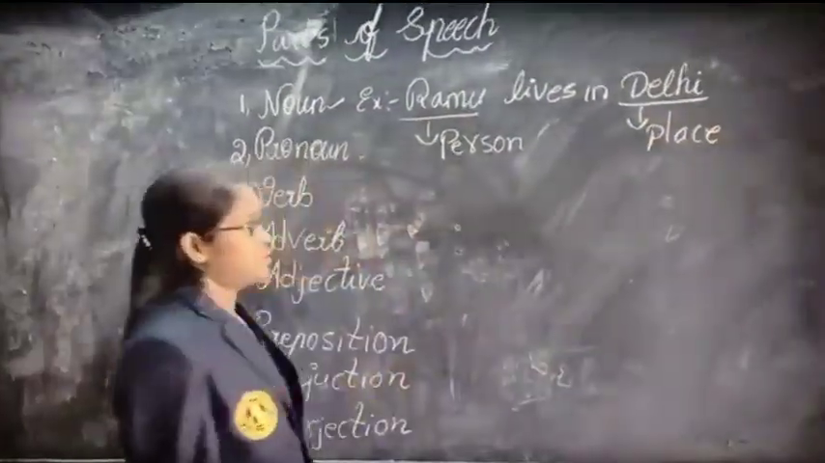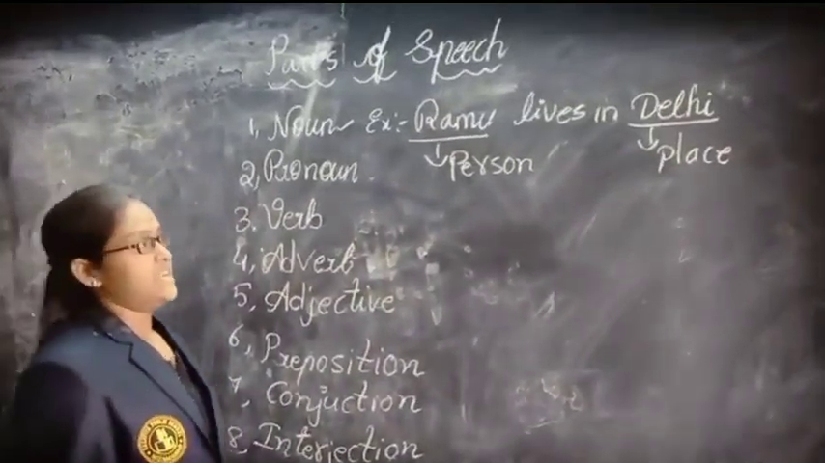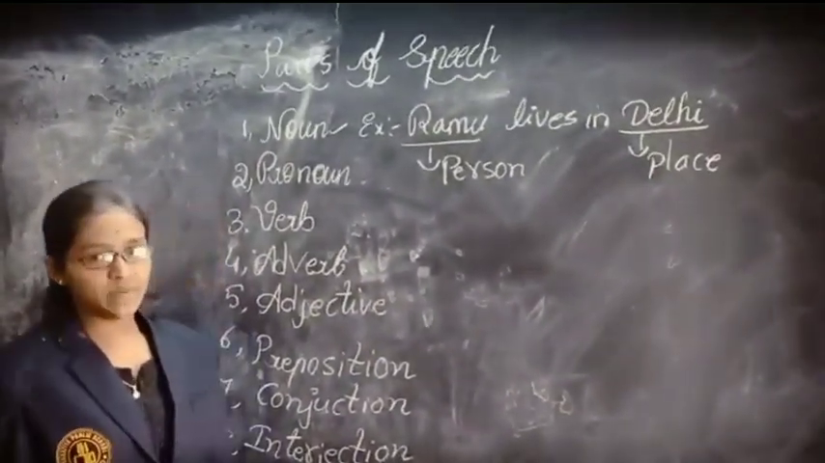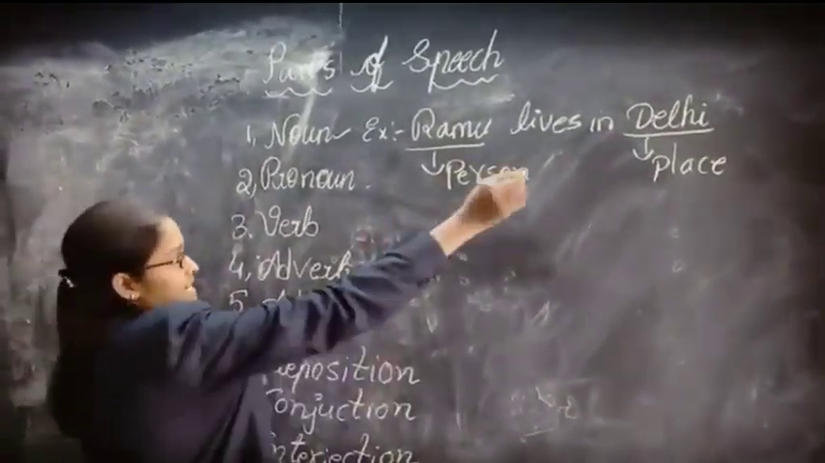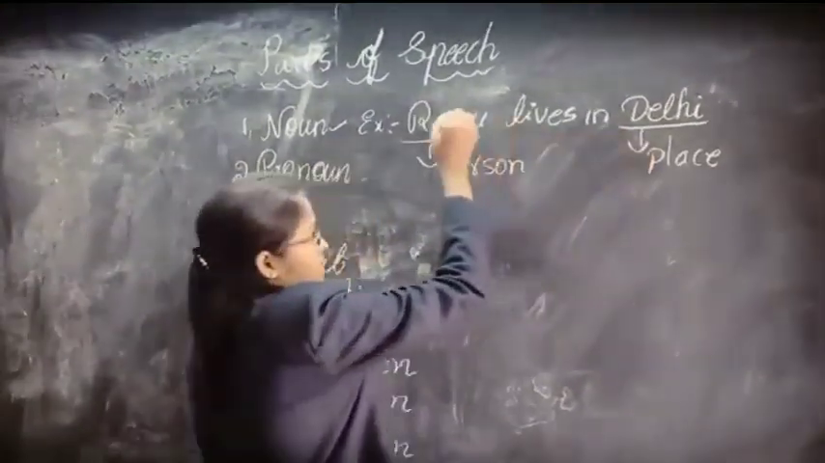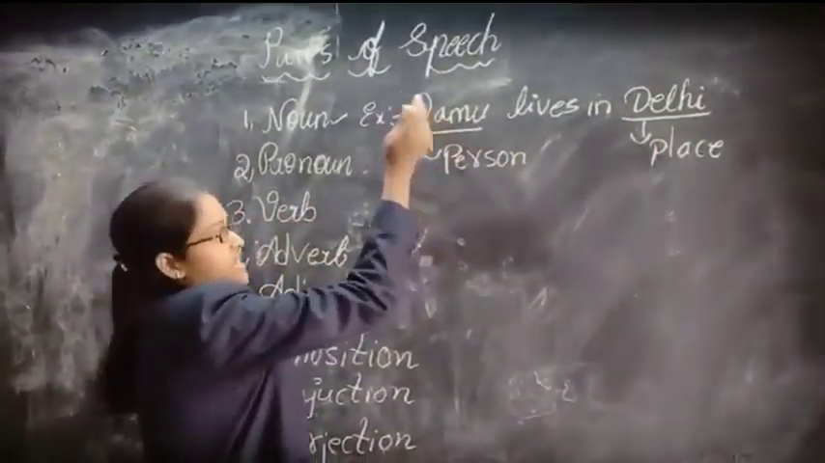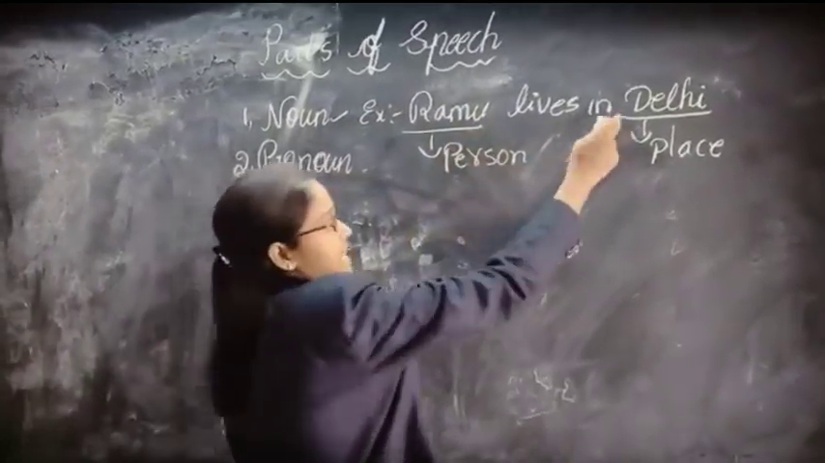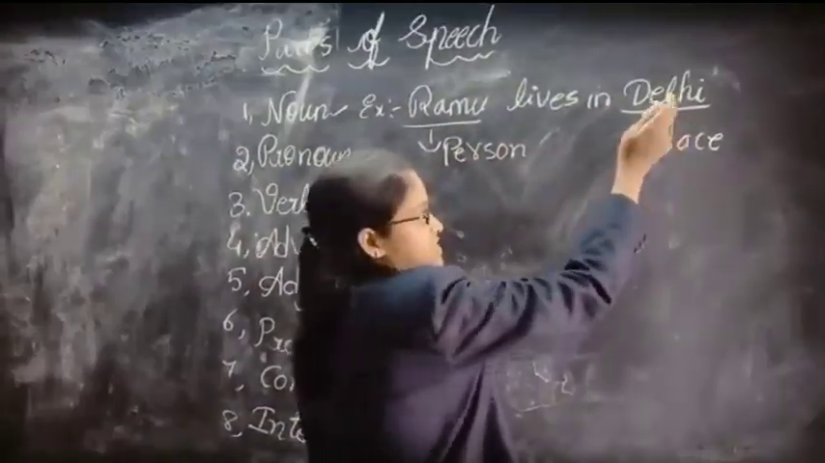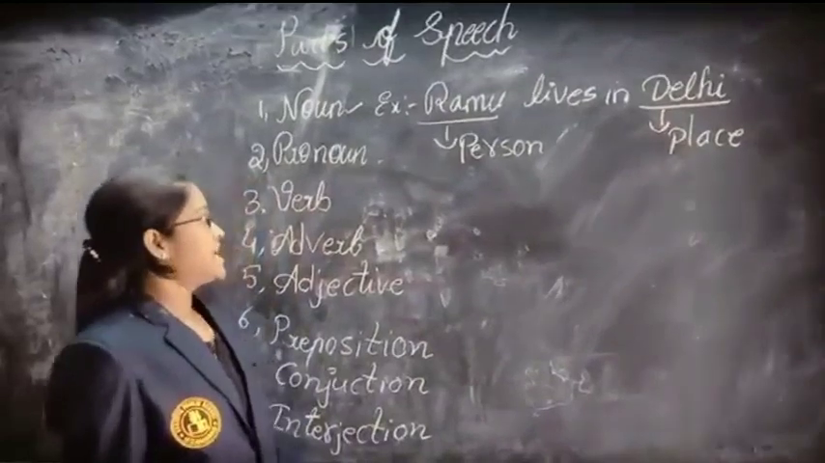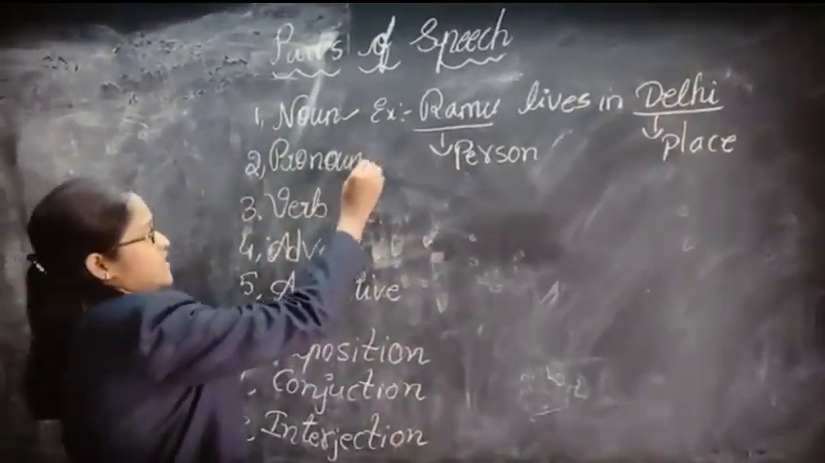I already told you that noun means nothing but the name of a person, place, animal and thing. So in the sentence Ramu lives in Delhi, Ramu is the name of a person, so that's why it is a noun. And Delhi is the name of a place, so that's why it is a noun.